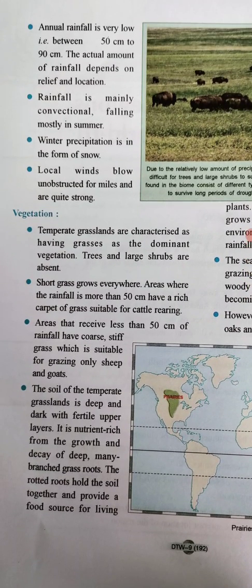Then about the vegetation. Since they are grasslands, temperate grasslands are characterized mainly by grasses as the dominant vegetation. Trees and large shrubs are absent here.